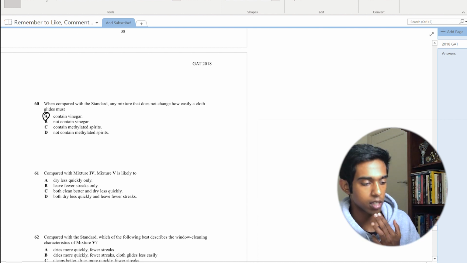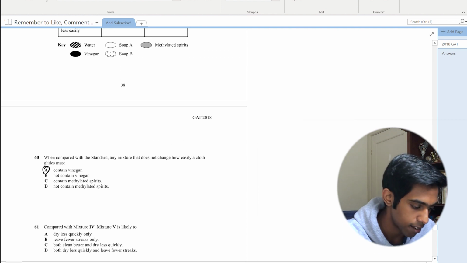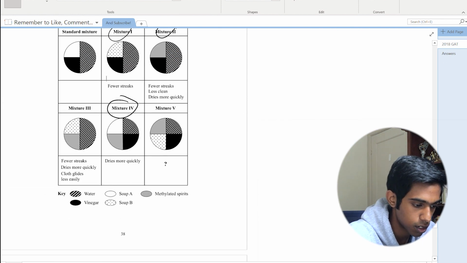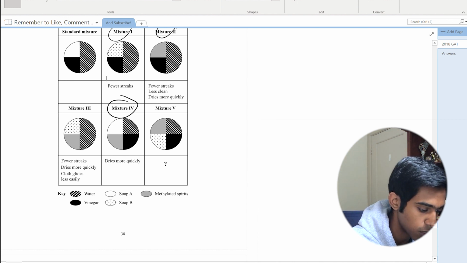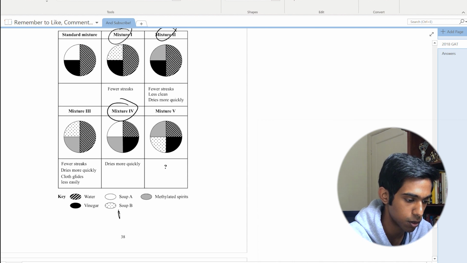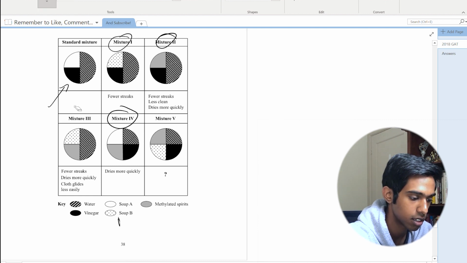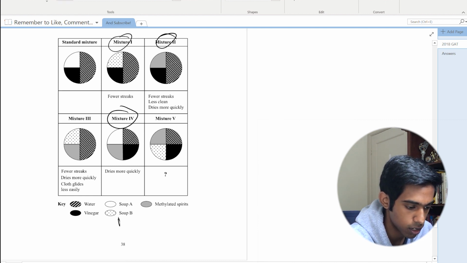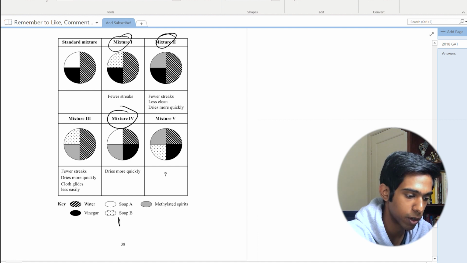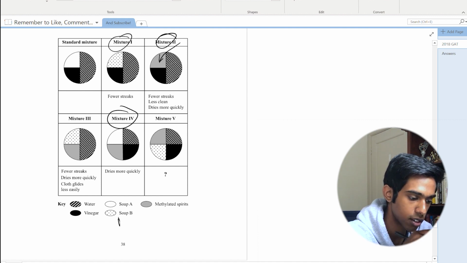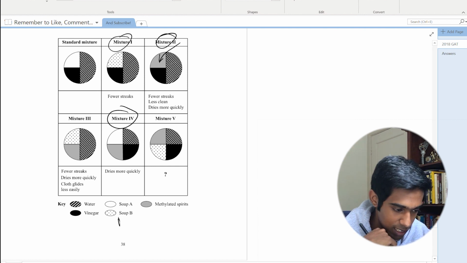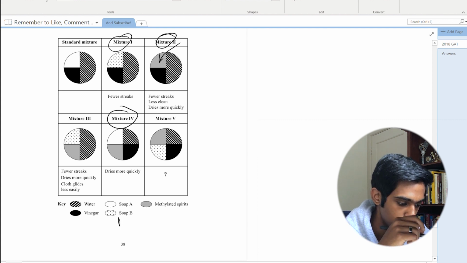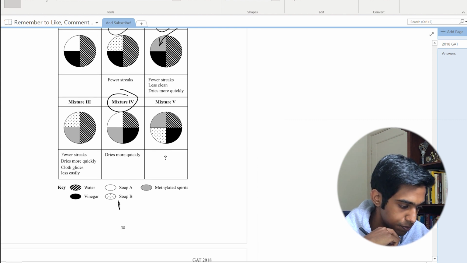So we have to sort of decide what each of the things have in properties. So mixture 1, the difference is that it has soap B and soap B causes fewer streaks than the standard mixture. So soap B contributes to fewer streaks. Then we also have this, which is methylated spirits. So methylated spirits gives fewer streaks, but causes less cleanliness and dries more quickly. And then we've just got the water component and vinegar.